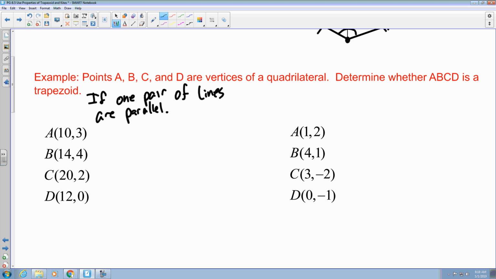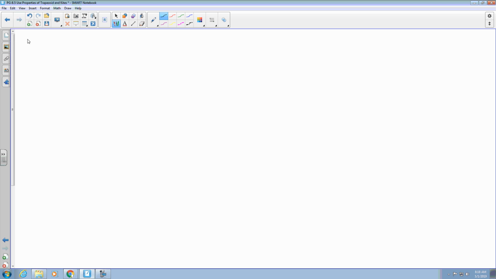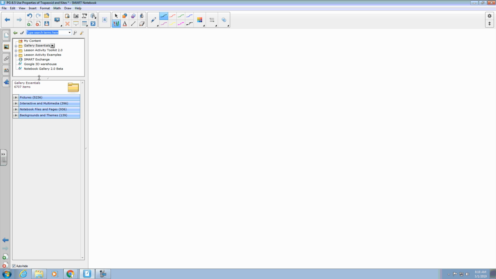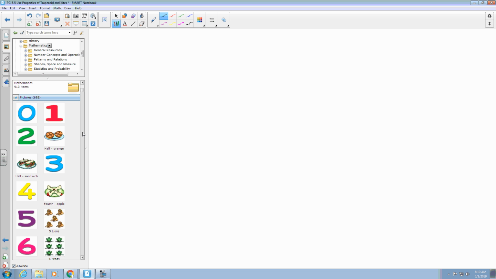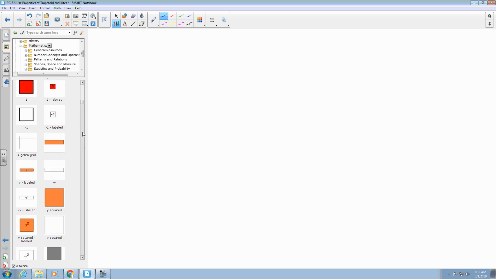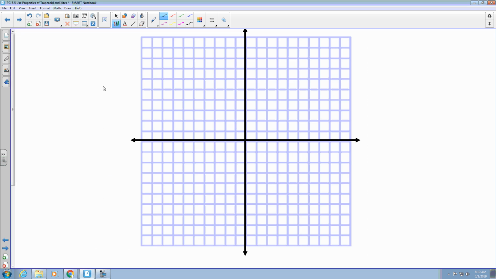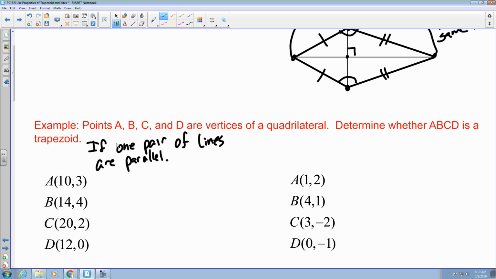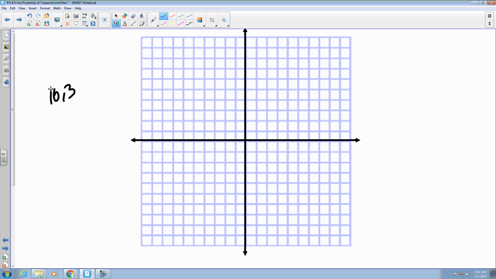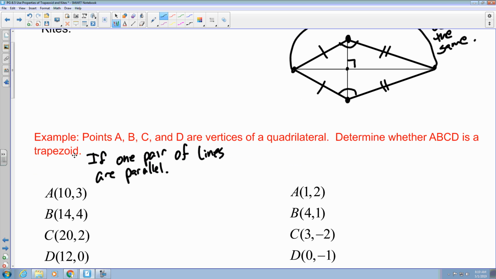You can use some graph paper if you want. I'm probably going to do that. Let's find some graph paper here. All right, so I got this. Looking at it, I got 10, 3, and 14, 4, 22, and 12, 0. So 10, 3, 14, 4, 22, and 12, 0.